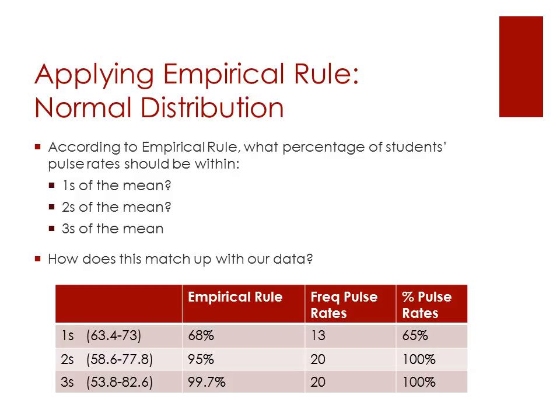So that's a little bit lower than we would expect with a normal distribution, but we can see that 100% of them are falling within 2 standard deviations. So the empirical rule comes pretty close to predicting our data, but not exactly.